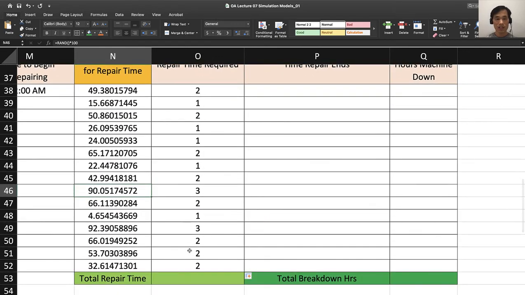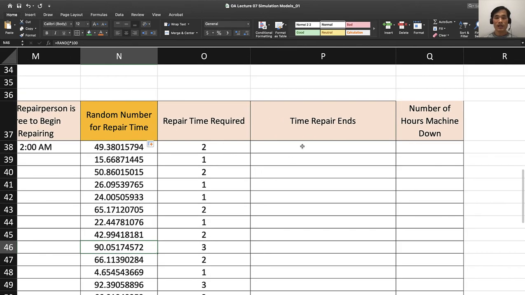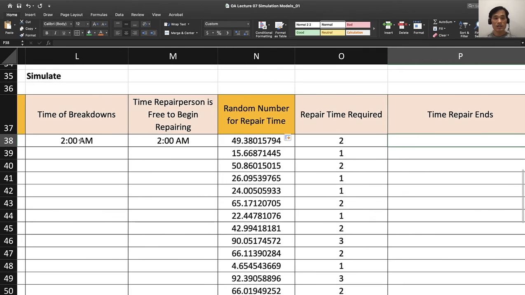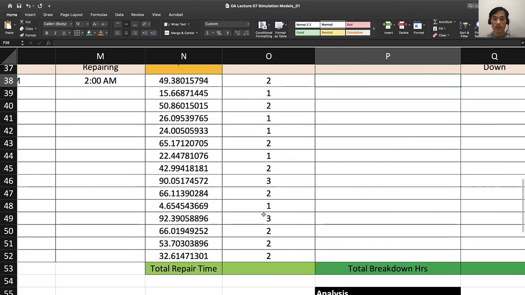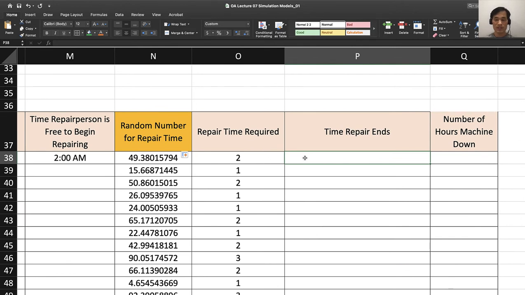So I think it's nicely done. I think it's working. Time repair ends. So now time repair ends. So if you start working at 2 a.m., right, when this thing happened, then it takes 2 hours. So then you have to add this. Thankfully, we don't have any 0.5 here. Otherwise, it would have been more complex.